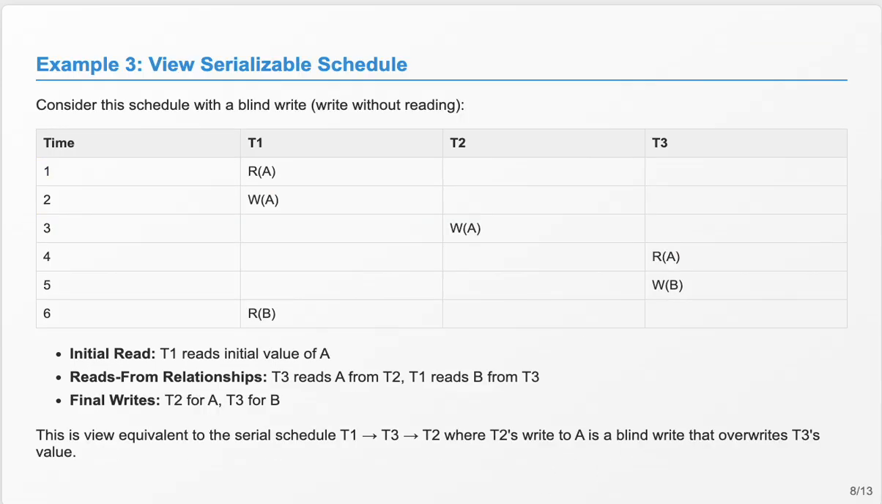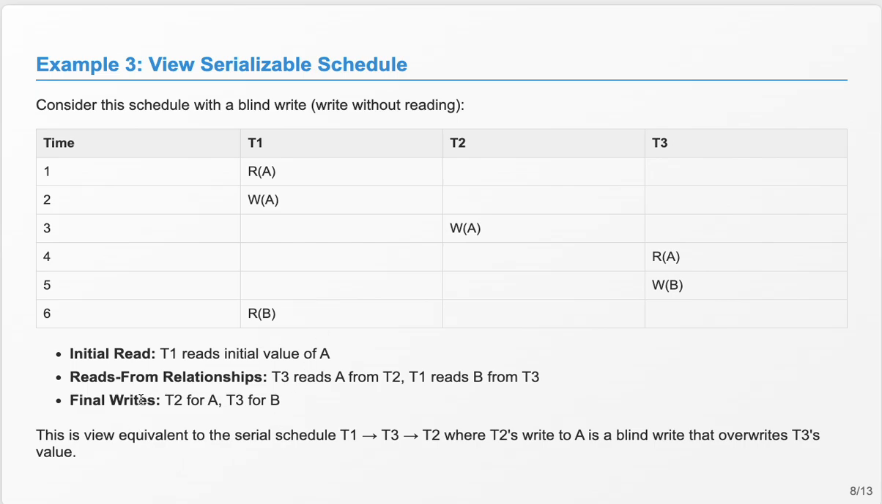And now let's look at a view serializable schedule with a blind write. So we'll explain what is a blind write. Consider the schedule shown on the screen with three transactions, T1, T2, and T3. T1 reads and writes A, and then T2 writes A without reading it. So this is a blind write, followed by T3 reading A and writing B, and finally T1 reading B.